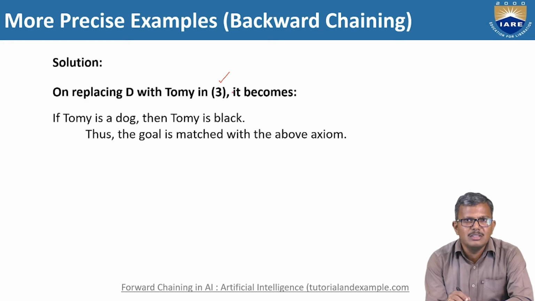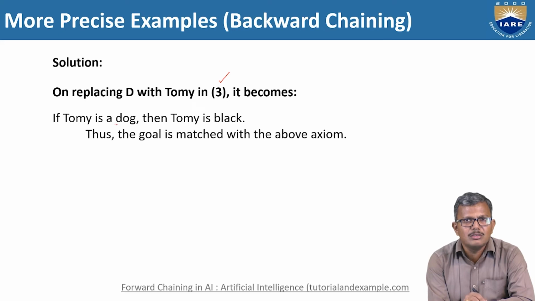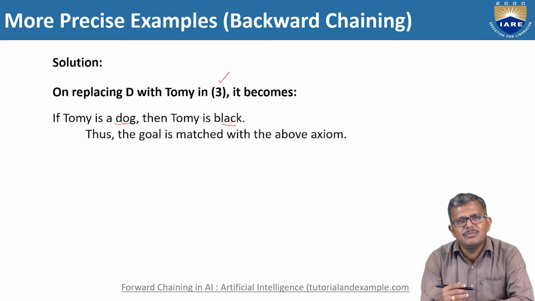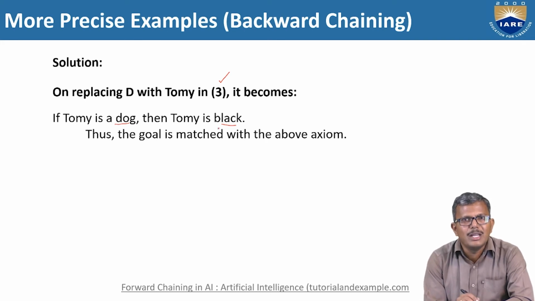From fact 3: if Tommy is a dog, then Tommy is black. Without the help of fact number 1, directly by using fact number 3, we could prove that Tommy is black. So the goal is matched with the above axiom.